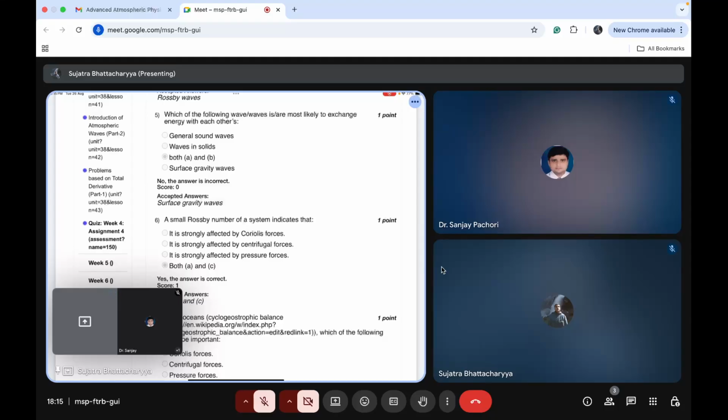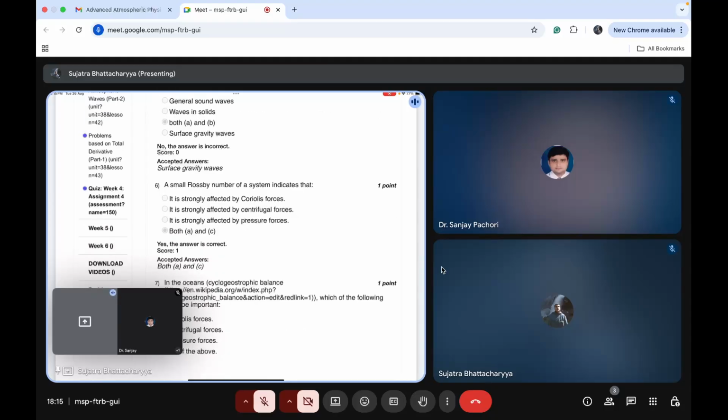Which are the forces which are important? The pressure gradient force and the Coriolis force. Geostrophic wind is formed due to the balance of pressure gradient force and Coriolis force. Therefore, it is strongly affected by Coriolis force. A option is correct. It is strongly affected by pressure forces. C option is correct. So both A and C are the correct options.